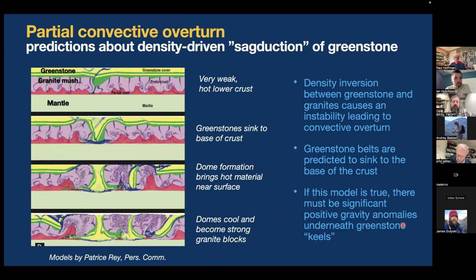This is just a more detailed slide of that, showing the process of the greenstones coming down, starting Rayleigh-Taylor instability, and allowing a periodic upward flow of domes. And so it's a density inversion. So it's a buoyancy problem. And if this is true, there must be positive gravity anomalies underneath the greenstone keels, and they must go deep. That's, again, the suggestion from the modeling.